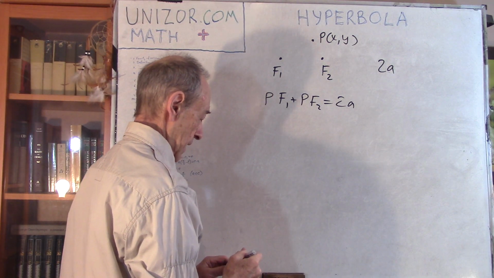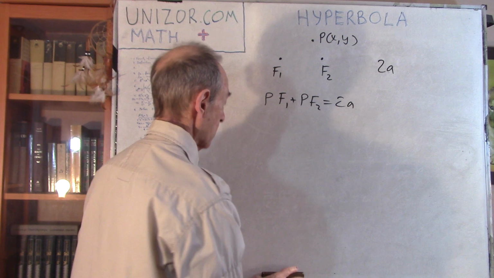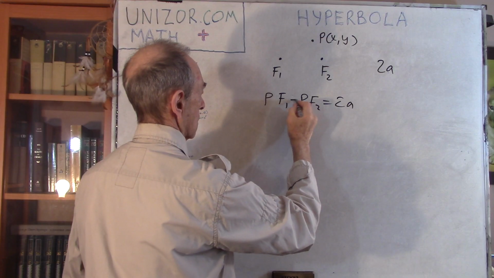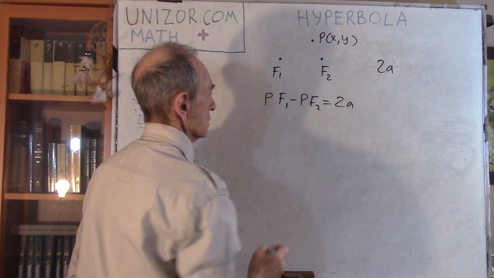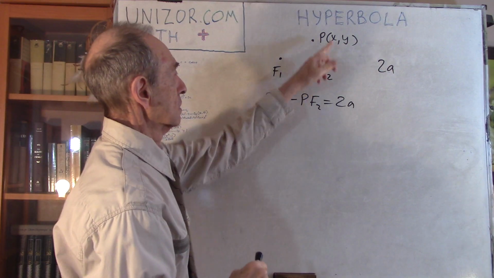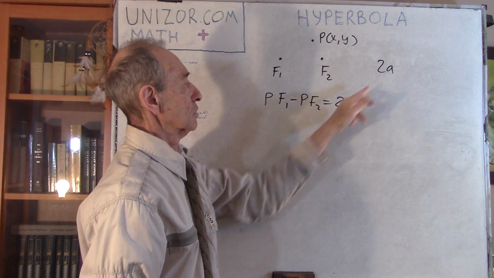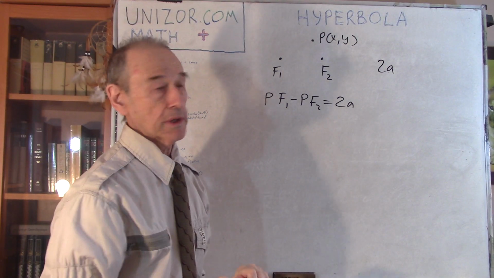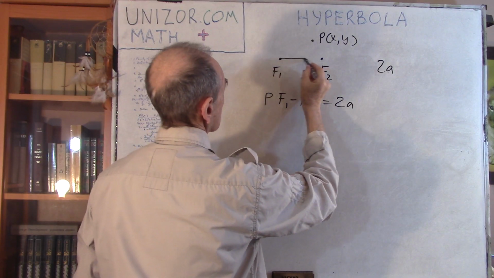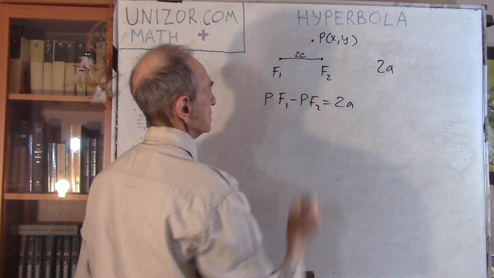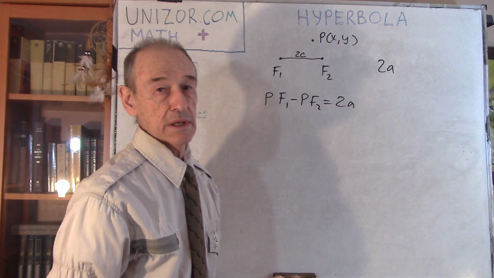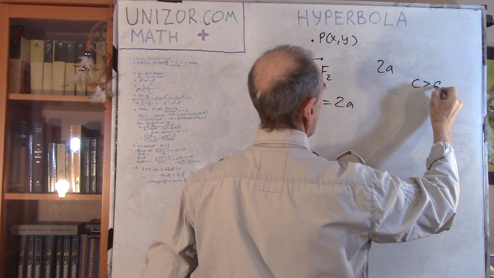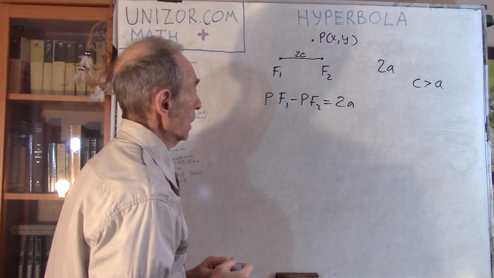As far as the definition of the hyperbola, it's very simple. We just change this to minus, and that's it. So the difference between distances should be equal to 2a. Another very important thing: the distance between F1 and F2 is 2c. So c is basically called the focal distance. And what's important is that c should be greater than a. And here is why.